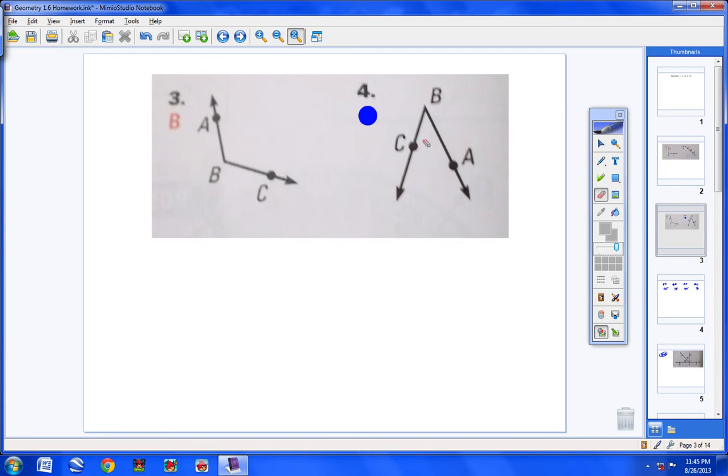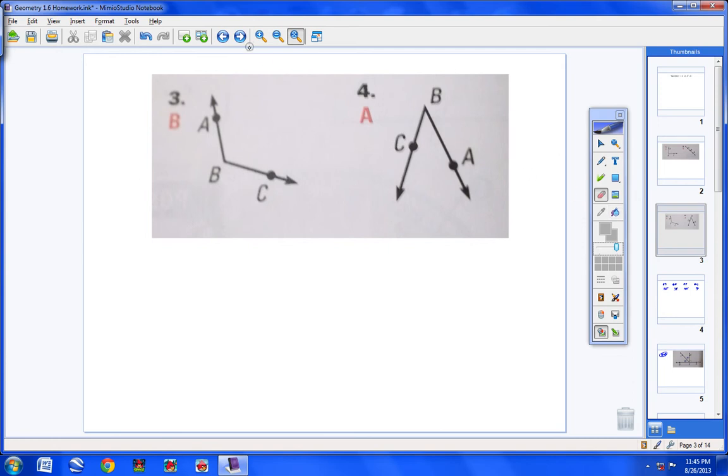Now, this angle here is obviously smaller than 90. I mean, 90 would go up like this, and then over like that. That'd be 90. This big opening here, and we can see the opening is smaller than that, so we call this an acute angle, and that would be letter A, acute.